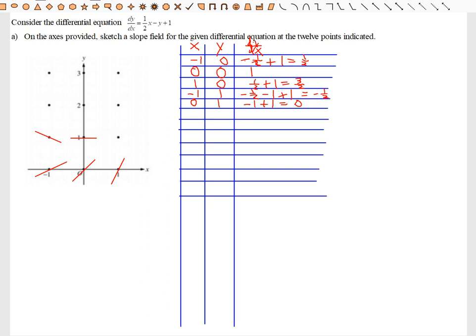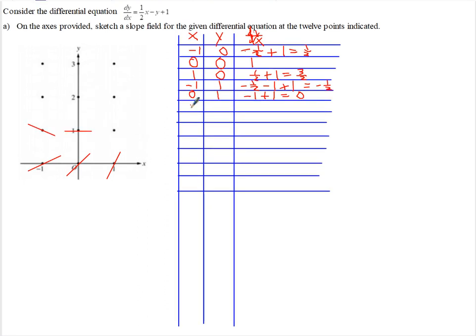Then if we substitute in 1, 1, we get 1 half minus 1 plus 1. So the 1s cancel out there. You're just left with 1/2. So that has the same slope as this one.